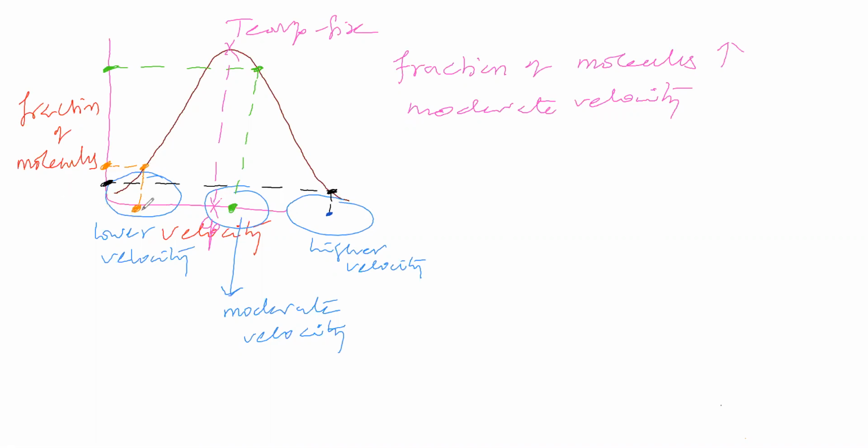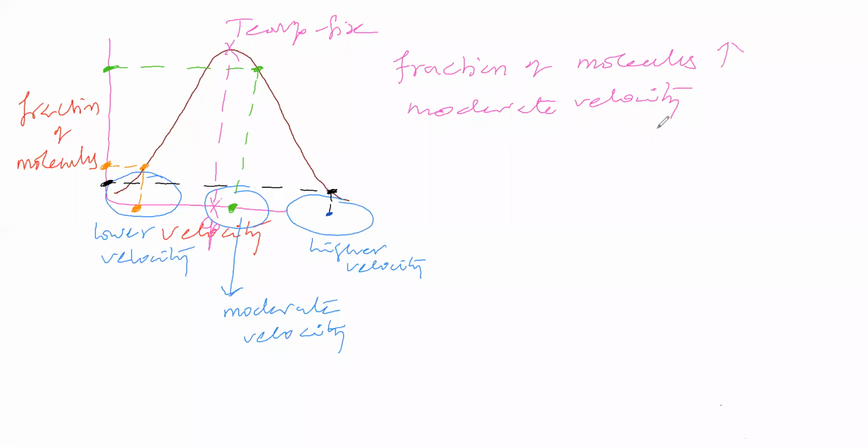Now at lower velocity, the fraction of molecules is this much; at higher velocity, the fraction of molecules is this much; at moderate velocity, the fraction of molecules will be this much. So the fraction of molecules will be high at moderate velocity.